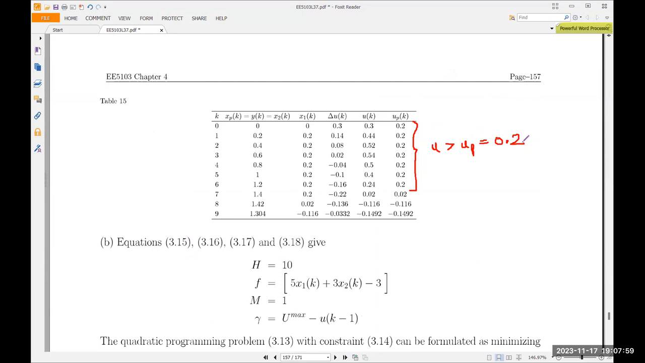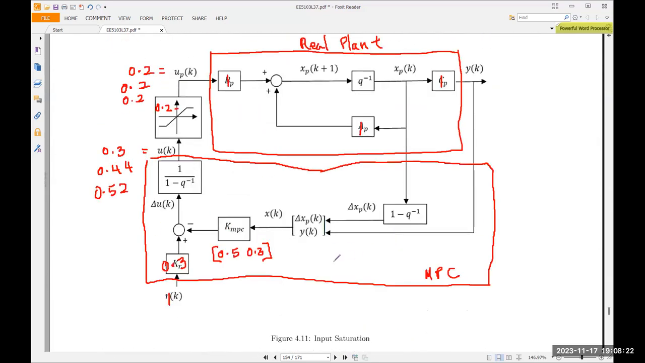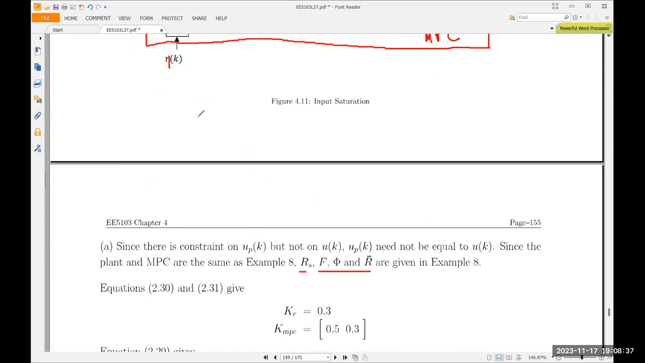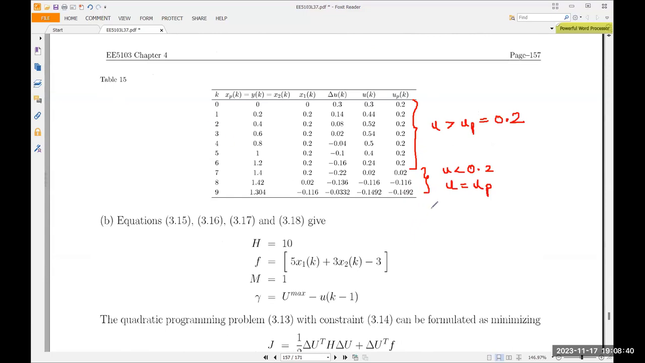All right. Only when your U is less than 0.2, which is from here, then what you get is U and UP are the same. You can see, because if your MPC calculated number here is less than 0.2, it will not get stuck at 0.2, so it will be equal to UP. So that's fine. It goes through this calculation, comes here, and if it is less than 0.2, then U will be equal to UP. All right, so you can see here, this set over here.